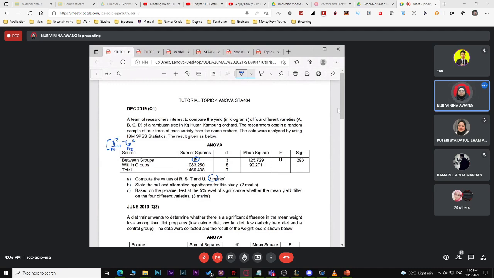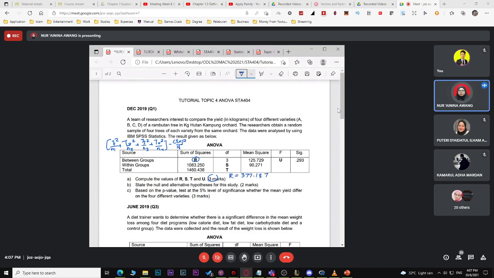So in this example, you have 4 different varieties. But since in this question there is no data, how do you find the value of R? You can just minus the total, 1460 minus 1083.250, so you will get the value of your R. And if you look at the marks, there is only 1 mark for R. So you can't use the formula, since there is no data for the varieties of the rambutan. So for R you will get the value 377.187.